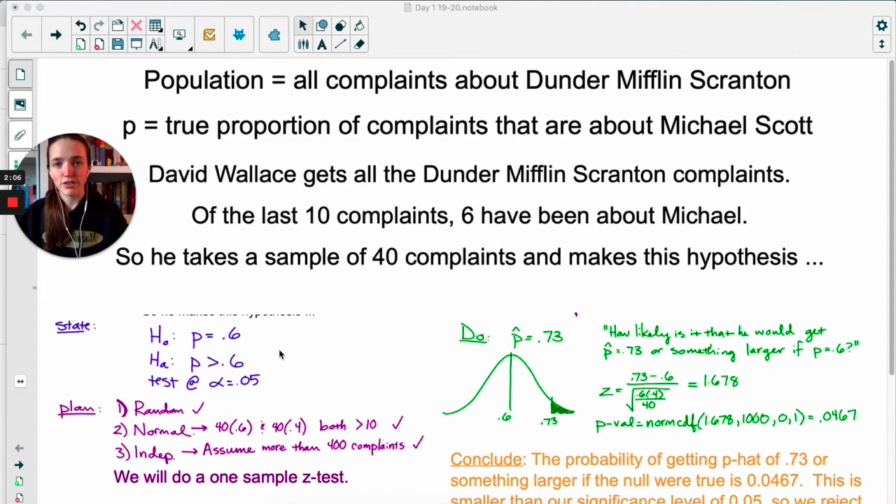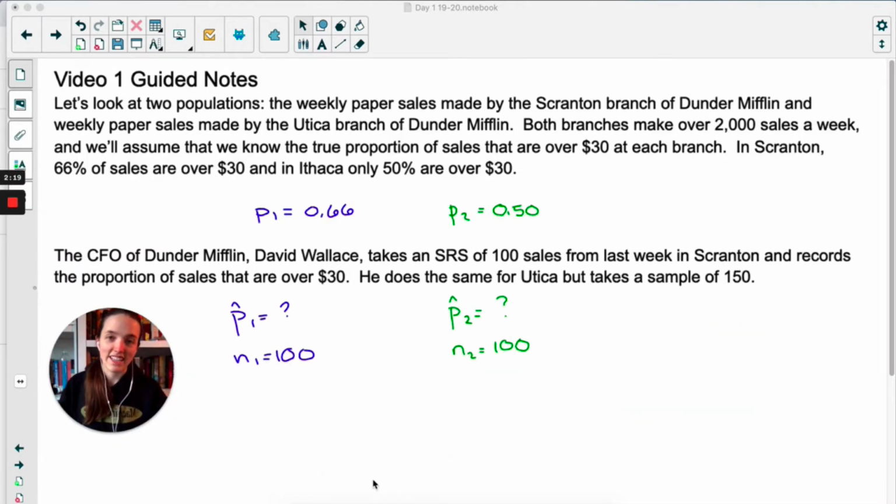Everything we've done so far has involved a single population. And in chapter 10, we're going to be looking at 2 populations. So I just can't not do a problem about The Office. Here's our 2 populations. The weekly paper sales made by the Scranton branch of Dunder Mifflin, and then the weekly paper sales made by the Utica branch. We can assume that both branches make over 2,000 sales a week, and we're going to examine the proportion of sales that are over $30 at each branch.